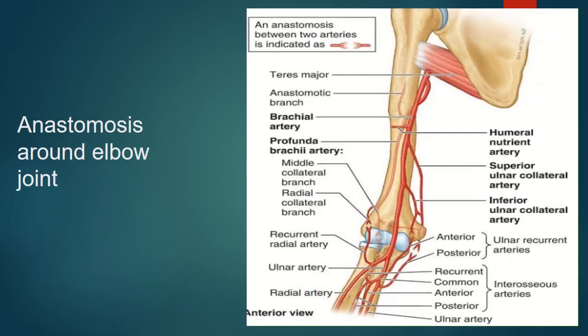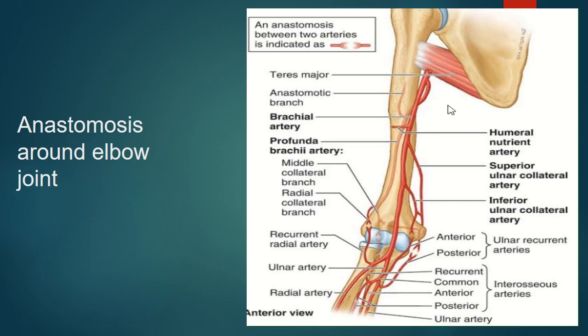That's all about the arteries and veins of the forearm. Now, our next topic is anastomosis around the elbow joint. This is an image showing anastomosis around the elbow joint. This anastomosis takes place between 8 branches. 4 branches arise from the brachial artery and 4 branches come from the radial and ulnar arteries.